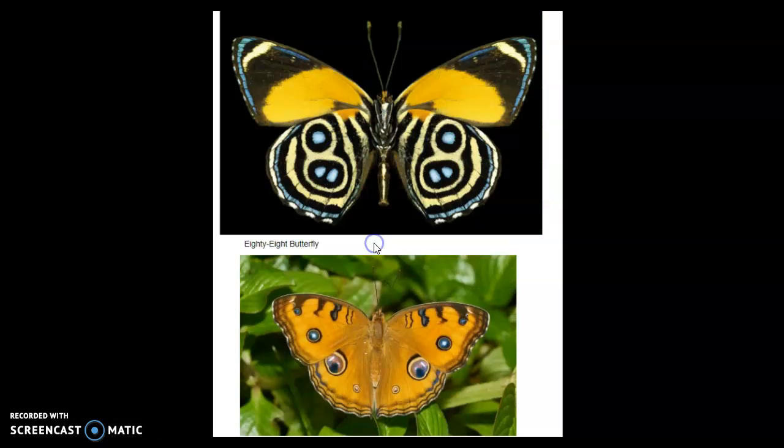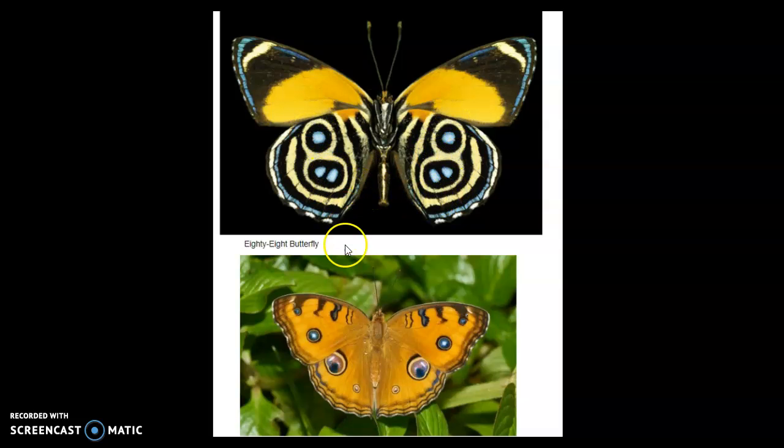8. This pretty butterfly is called 88 because these 2 spots look like the number 8, but they're still 2 spots. So our 88 butterfly has 1, 2, 3 spots on each wing. If it has 3 spots on each wing, how many spots does it have total?